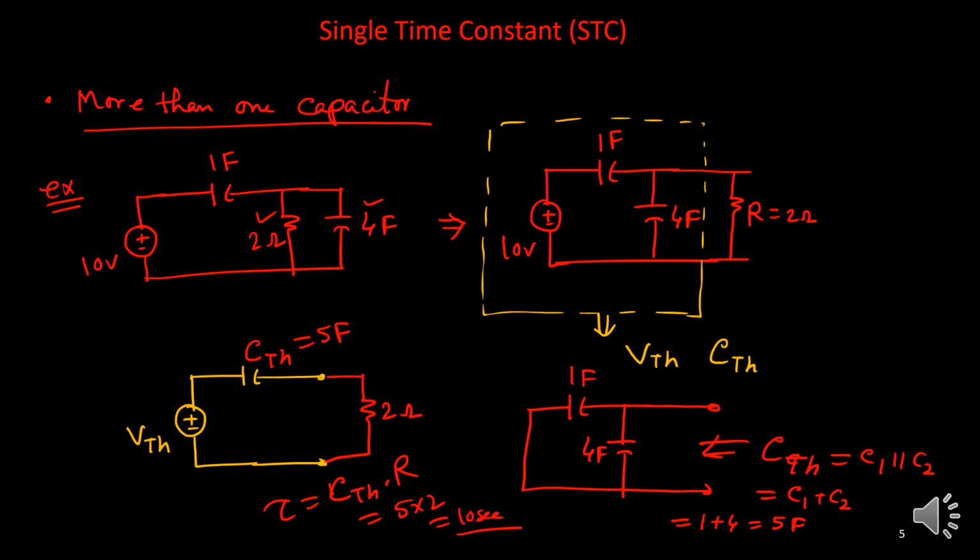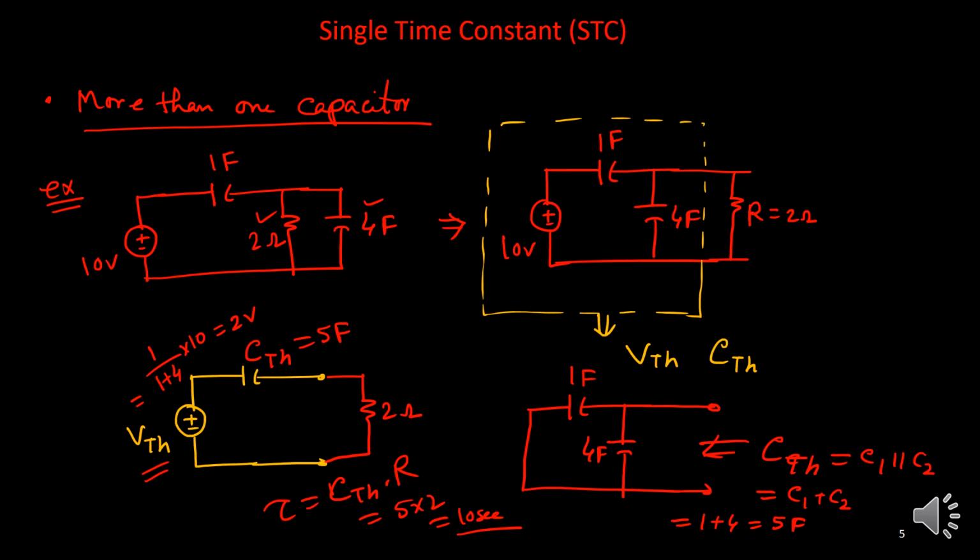VTH we can also find out. If you have some curiosity about how to find this one, you can check that this value will be the opposite capacitance, 1 upon the total 1 plus 4, times the supply voltage 10. So it will be 10 upon 5, that means 2 volt. Though it is not useful for us to find the time constant for this circuit. So if you have more than one capacitor but a single resistance, remember, it is always a single time constant.